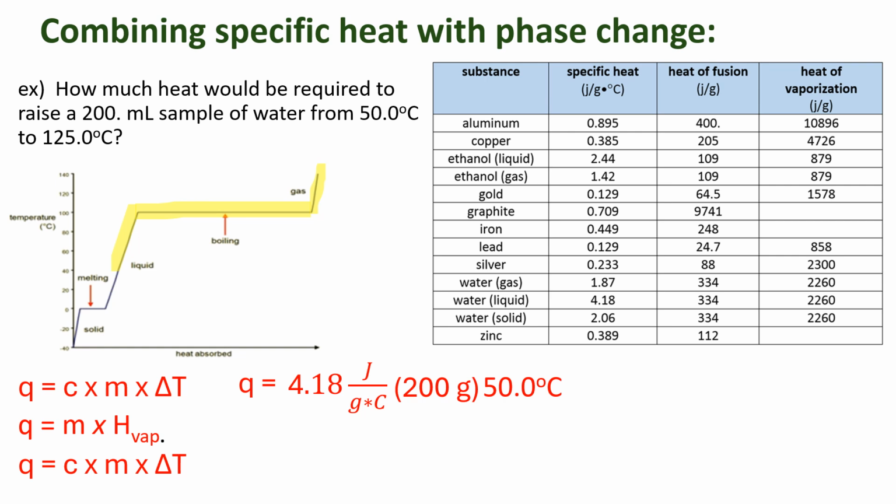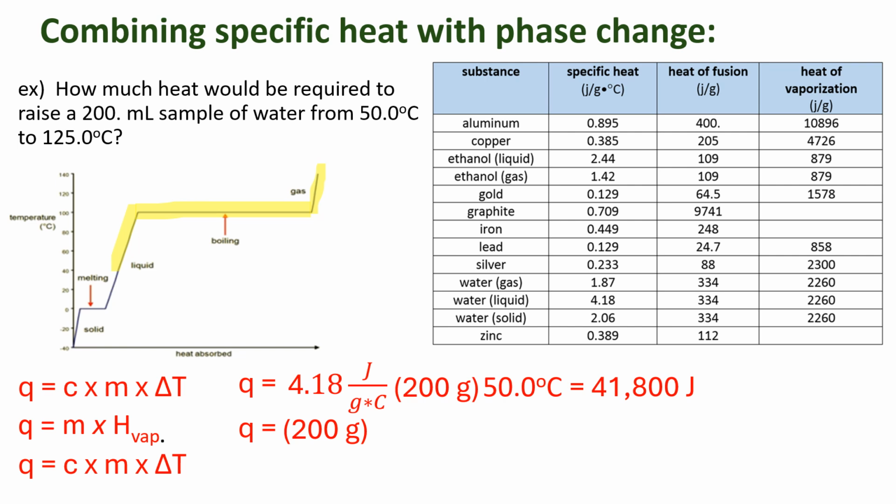I'm going to be tempted to subtract 125 minus 50 and get 75 and use it there. But don't do that. For this step, we're only looking at going from 50, which was our starting temperature, up to the boiling point, which is 100. So that's why I'm using 50 degrees Celsius there. I get 41,800 joules.